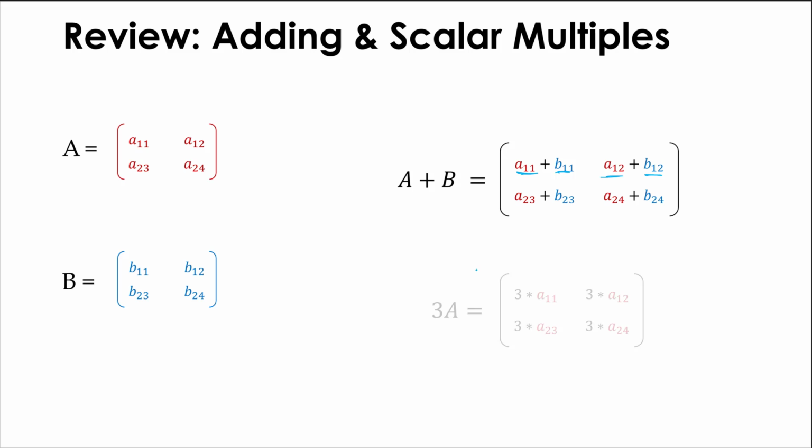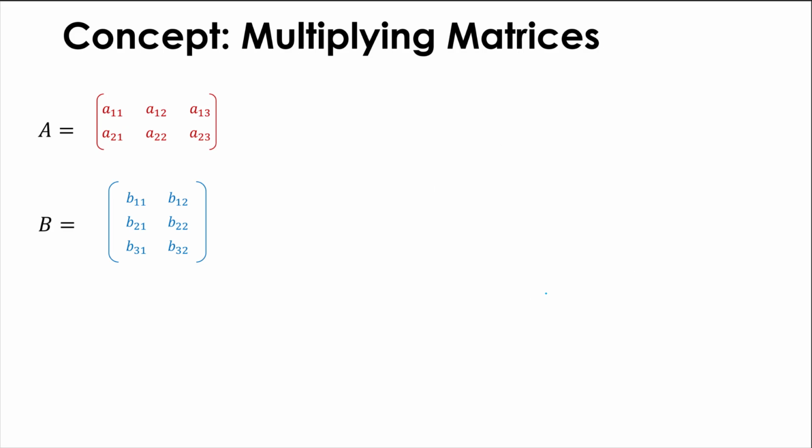And as far as multiplying by a scalar, if I were to say 3 by A, well, I can just say that each element in matrix A is going to be multiplied by 3. So a little review there, but now if we're looking at multiplying matrices, well, we haven't done that before, so let's take a look at what this looks like.